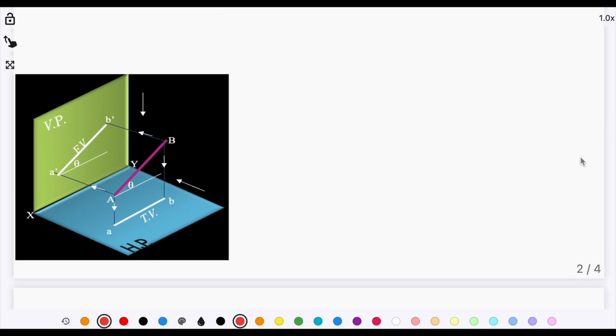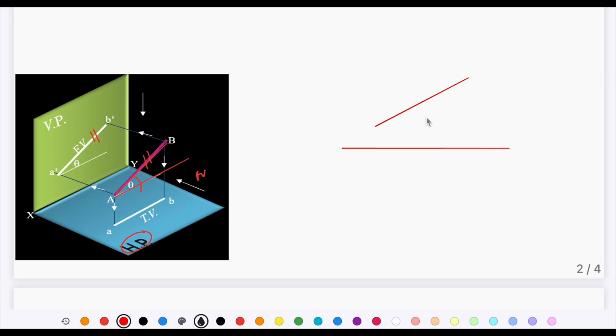In case of an inclined line, that is a line inclined to HP, this is the line. It is inclined to the horizontal plane, let's say at theta, and the line is parallel to the vertical plane. Now in this case, when you draw its front view, it is going to be a straight line having a certain inclination with xy. That inclination is going to be equivalent to the inclination of the line with the horizontal plane.